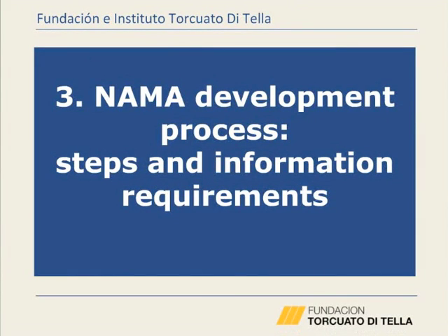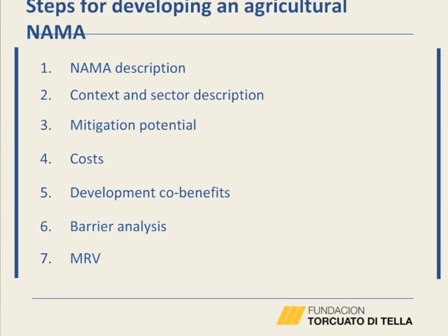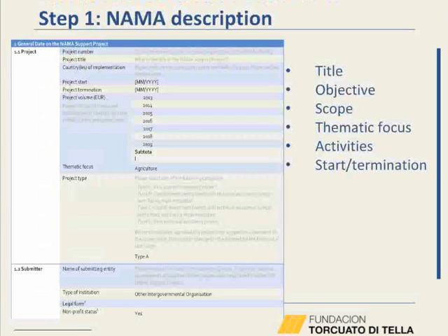So what does it take to develop a NAMA in the agriculture sector? We can think of 7 main steps. First of all, a general description of the NAMA. Secondly, a description of the context and the sector. Then an estimation of the mitigation potential, an estimation of the costs of the NAMA, an analysis of the development co-benefits the NAMA could generate, a barrier analysis, and finally an MRV analysis.